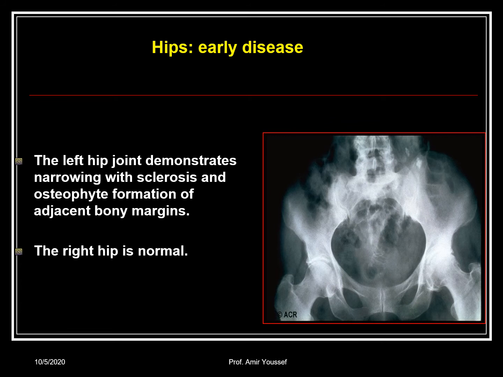Hips, early disease. The left hip joint demonstrates narrowing with sclerosis and osteophyte formation adjacent to the bony margin. The right hip is normal. Here, right hip is normal, left hip osteophytic formation and narrowing of the joint space.